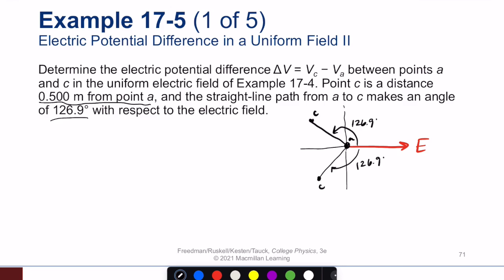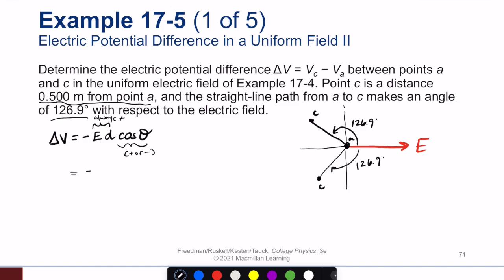So we know that delta V is negative E D cosine theta. And the E and the D are going to be positive values because these are magnitudes. And if there is a negative sign involved, it's going to come from the cosine theta. Okay? So positive or negative, and this is always positive. So let's calculate delta V.